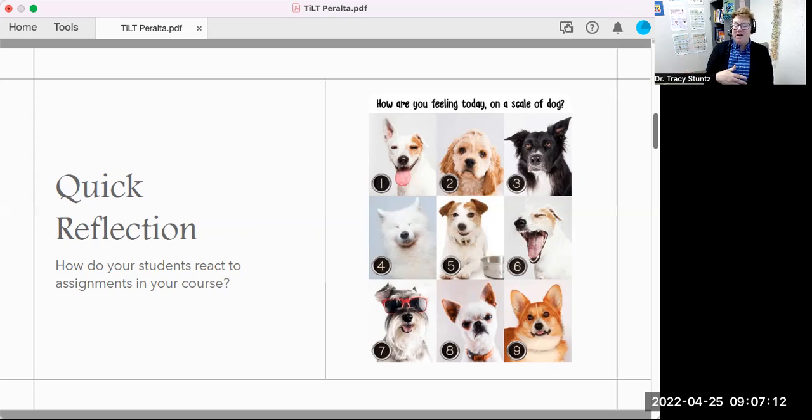I know before I redid all of my assignments in the TILT framework, oftentimes I would feel like dog when I was grading, because it always seemed like I was being so clear and my students were just not turning in what I wanted them to turn in. So if you want to think about how you're feeling on the dog scale, go ahead, but also reflect on where you're feeling stuck in your assignments, in writing prompts, in grading, in doing all those things, because that's where the TILT framework can come in and help.